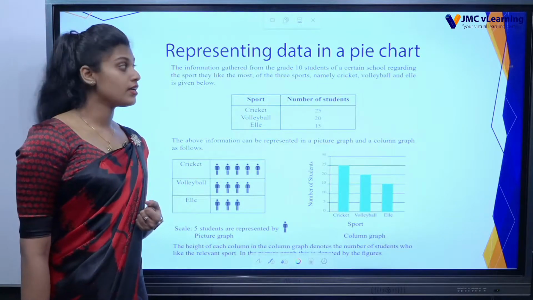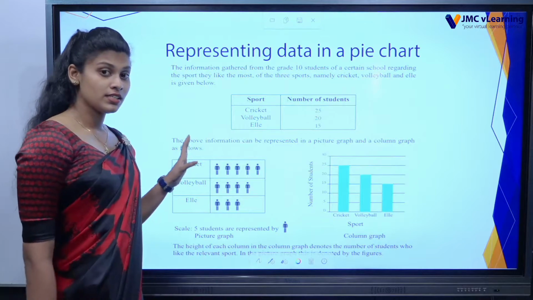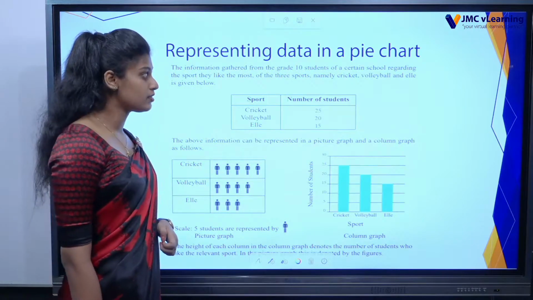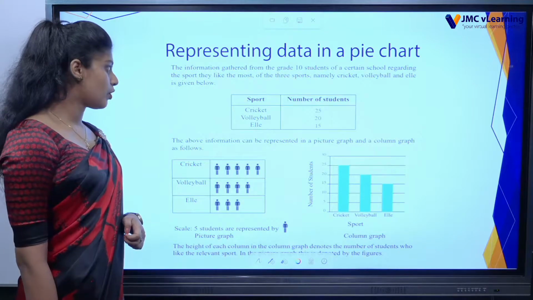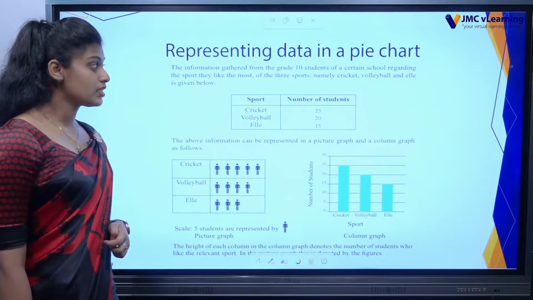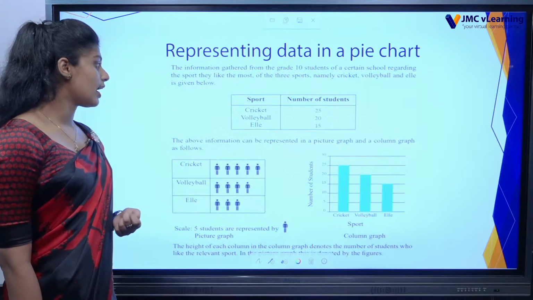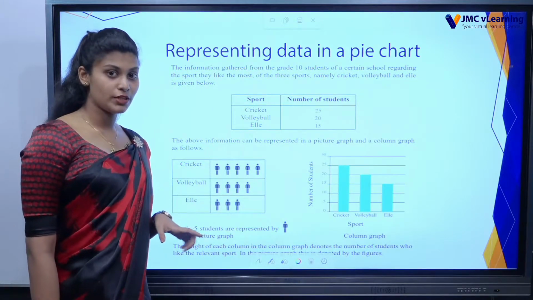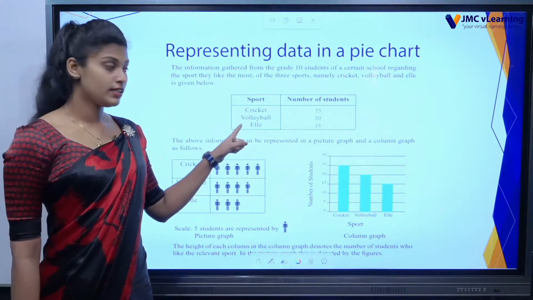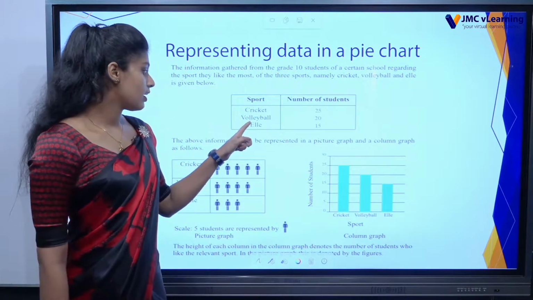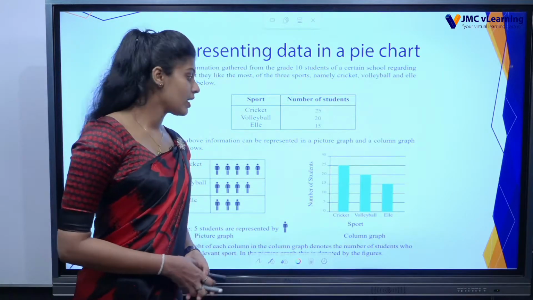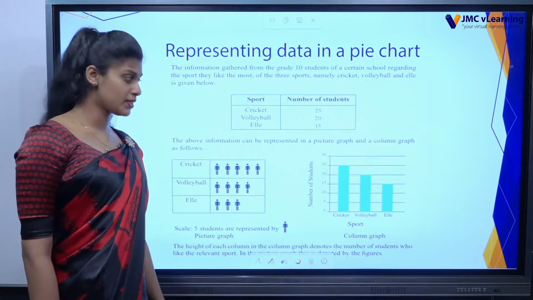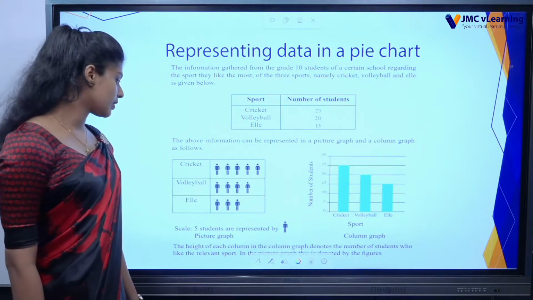Then representing data in a pie chart. This one you can see in your textbook. The information gathered from the grade 10 students of a certain school regarding the sport they like the most, of the three sports, namely cricket, volleyball and LA, is given below. This is a table. By looking at this table you can get an idea. For cricket 25 students like it, 20 students like volleyball and 15 students like LA.